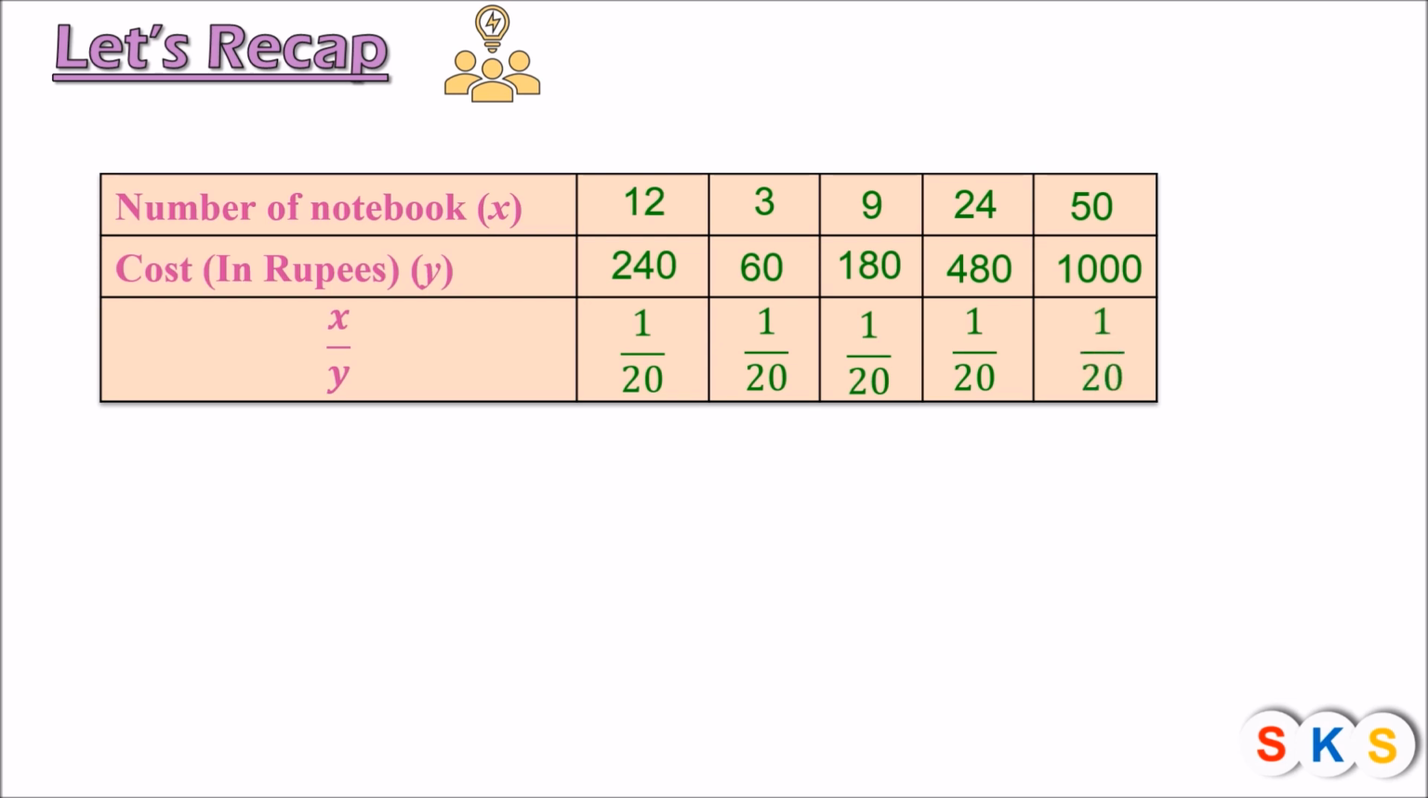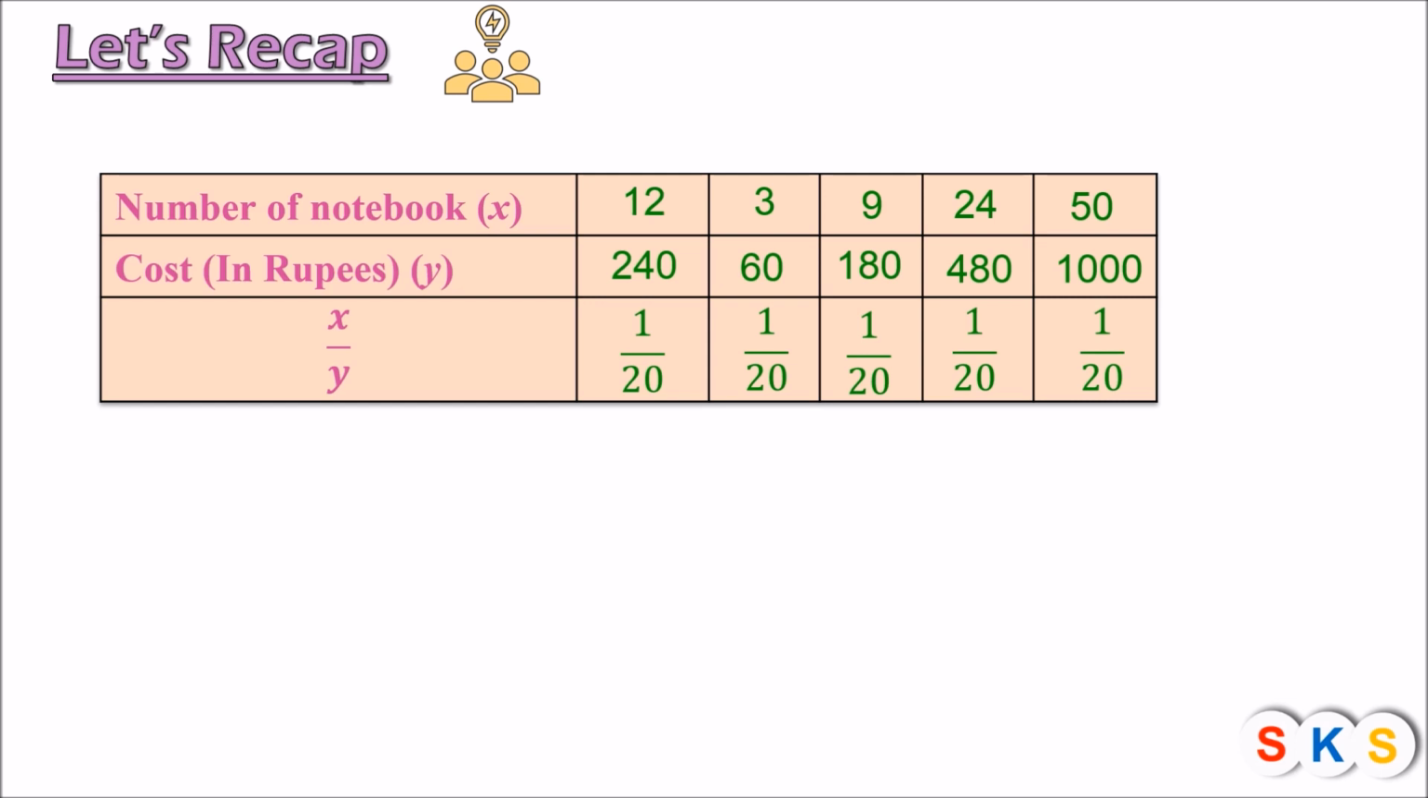Now you can see in this table, if the number of books is decreasing, then their cost is also decreasing. And if the number of books is increasing, then their cost is also increasing. Such change is known as direct variation. So what is a direct variation? When one quantity increases, the other related quantity also increases, and when one quantity decreases, the other related quantity also decreases. Such change is known as direct variation.